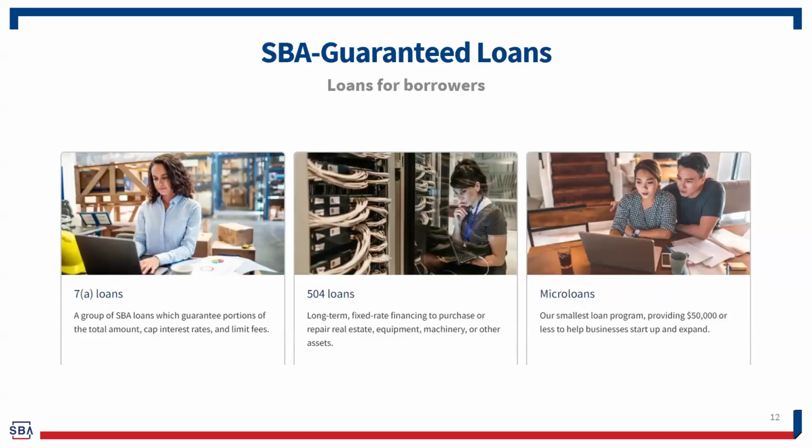So these are the three types of SBA loans. They are a range of the 7A loans, 504 loans, and microloans. I'll go into those briefly, but more information is on our website on each of these. So the 7A loan is a group of SBA loans which guarantee portions of the amount, cap interest rates, and limit fees. The 504 loans are a long-term fixed-rate financing to purchase or repair real estate, equipment, machinery, or other assets. And then the third type is the microloan. So this is our smallest loan program, providing $50,000 or less to help businesses start up and expand.